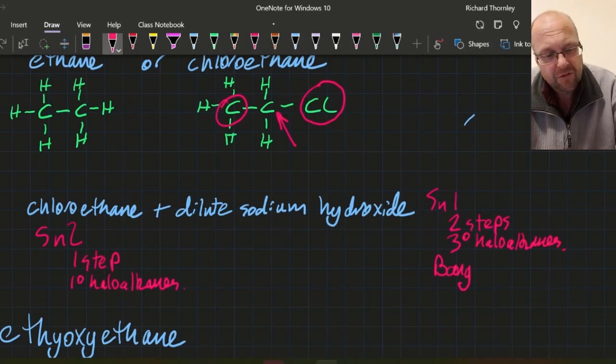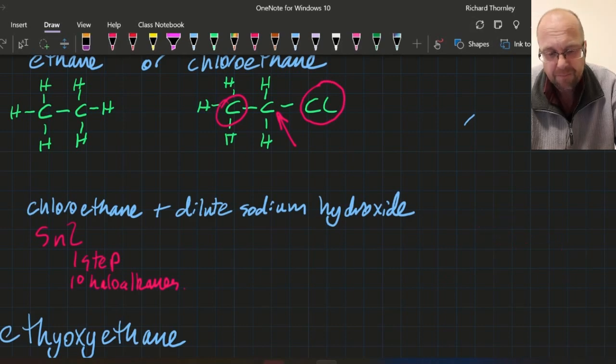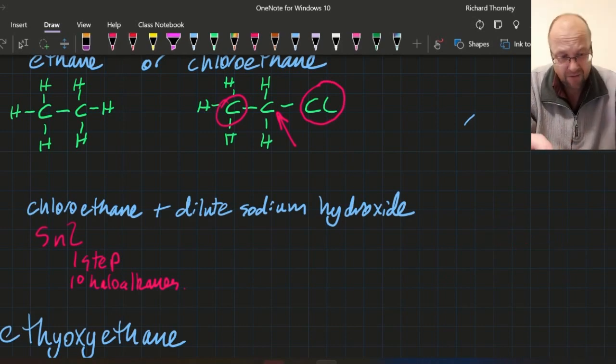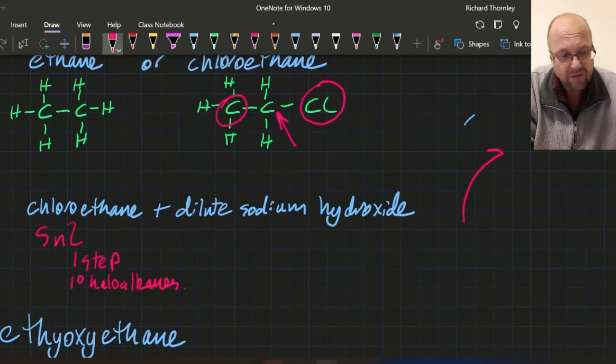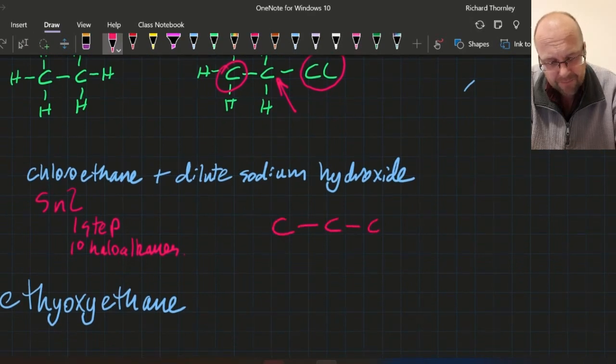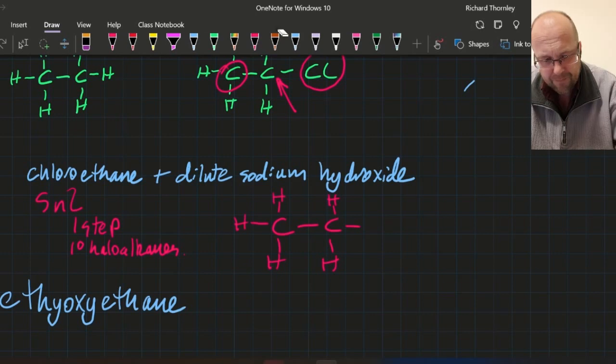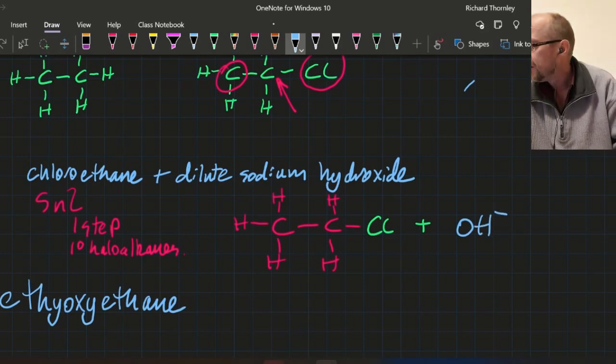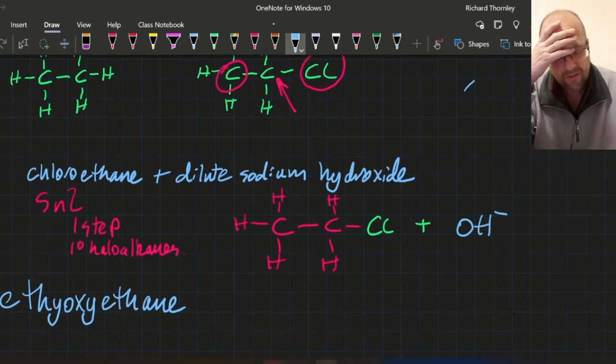Now, sometimes they want you to show the intermediary step, but from the question, it doesn't seem that you need to do that. But don't forget your curly arrows. Curly arrows show the movement of electrons. This is the movement of 1 electron. This is the movement of 2 electrons. This is the movement of 5 electrons. Kind of fun. All right then. So chloroethane. All right then. So it's 1 step.